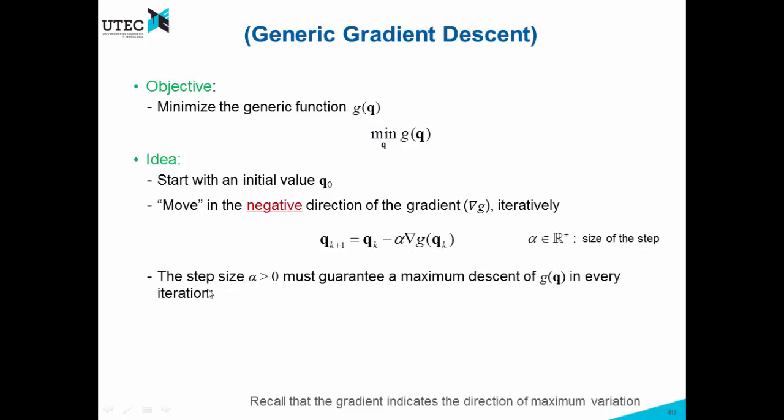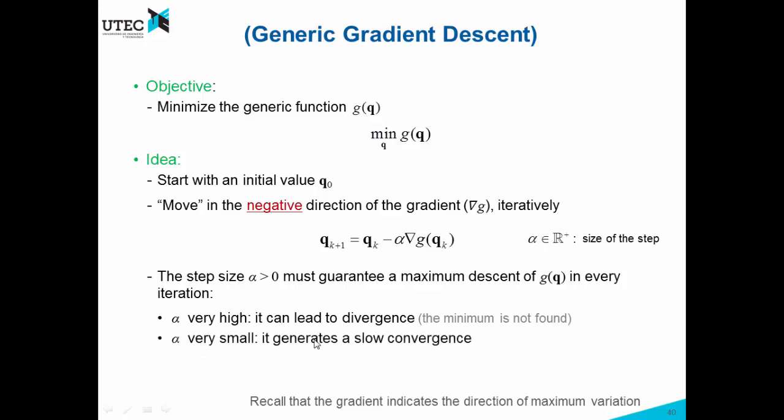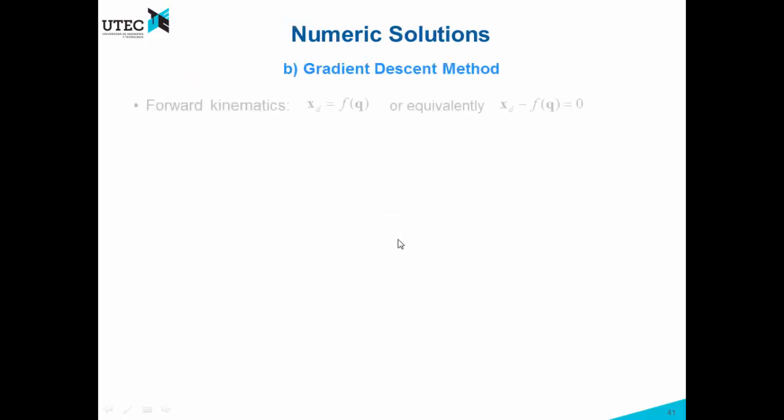Something that we have to take into account is that this step size must guarantee a maximum descent in every iteration. If this is very high, it can lead to divergence because the minimum won't be found. And if it is very small, it will generate a slow convergence. So we have to be careful when choosing the value for alpha. Now we're going to apply this gradient descent method to inverse kinematics.